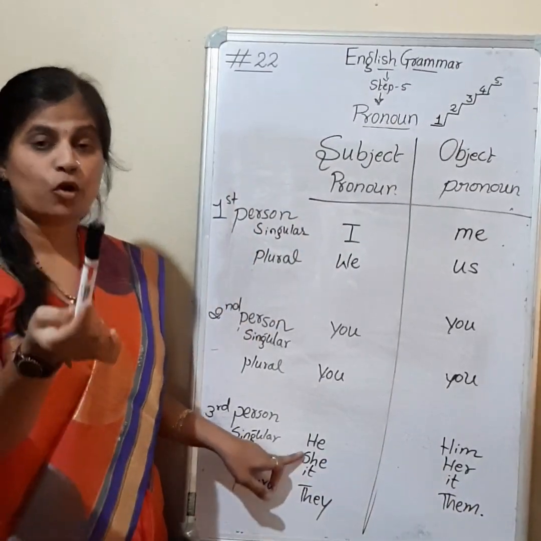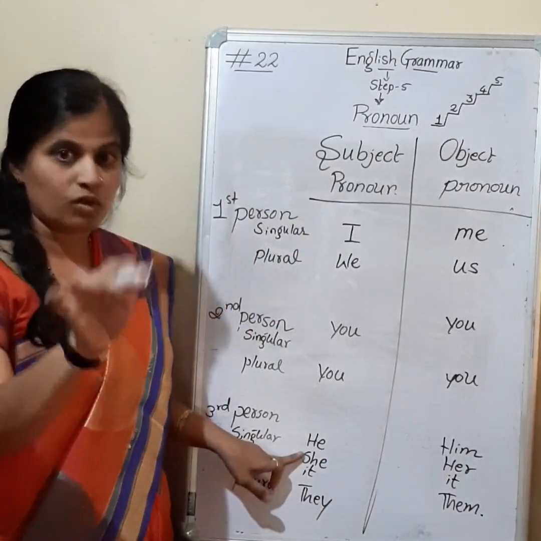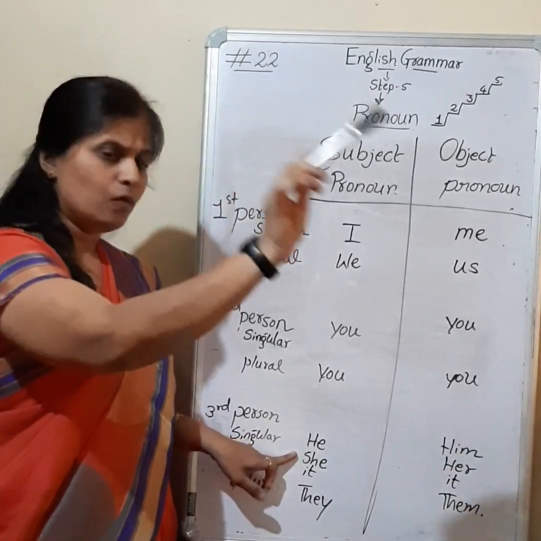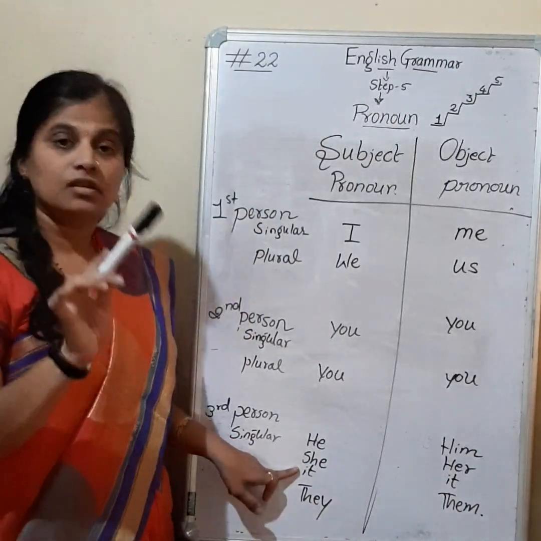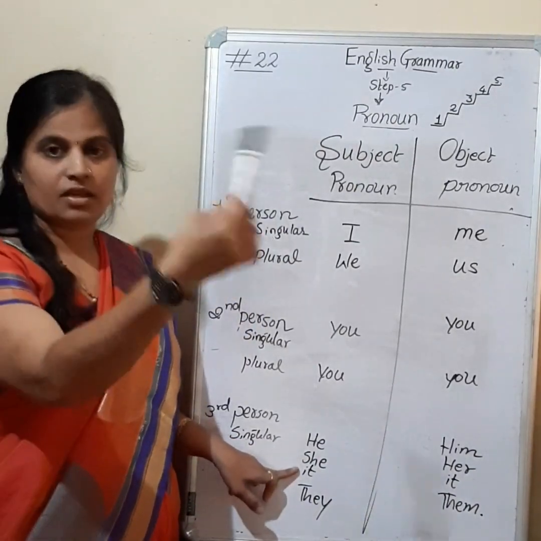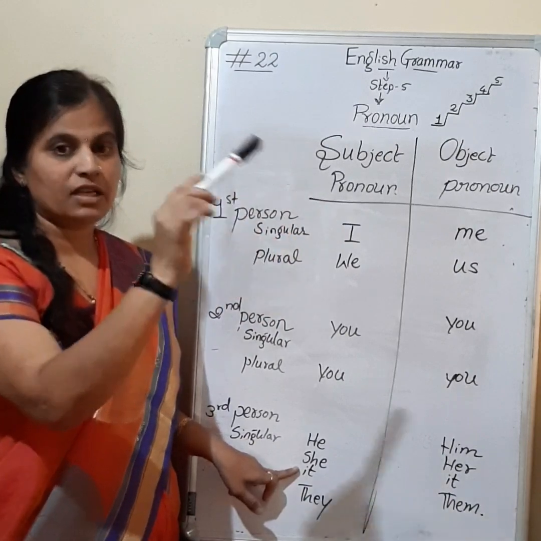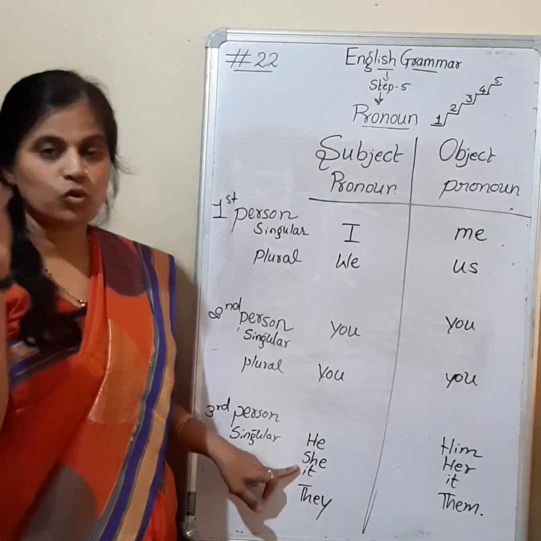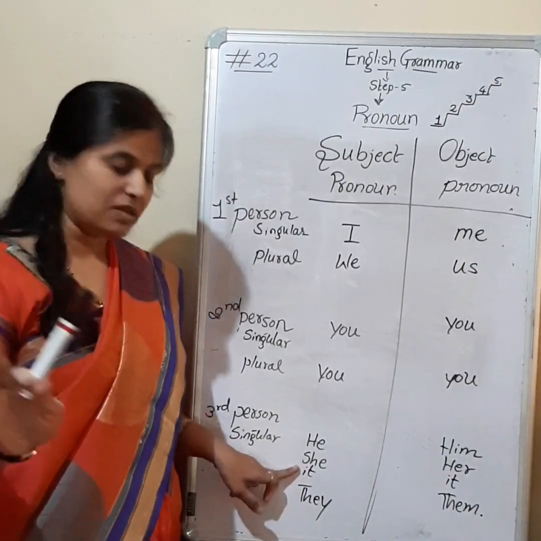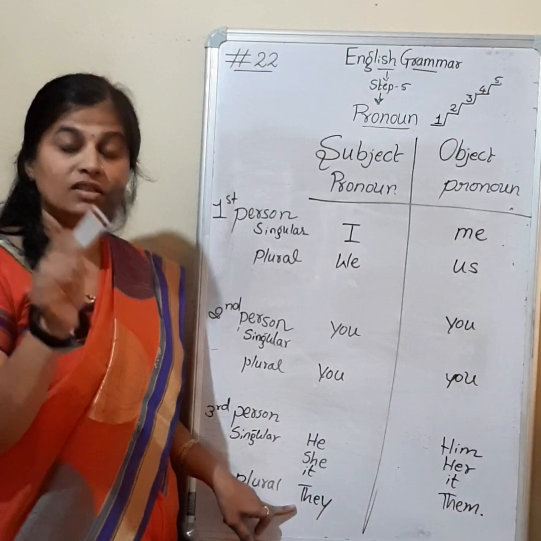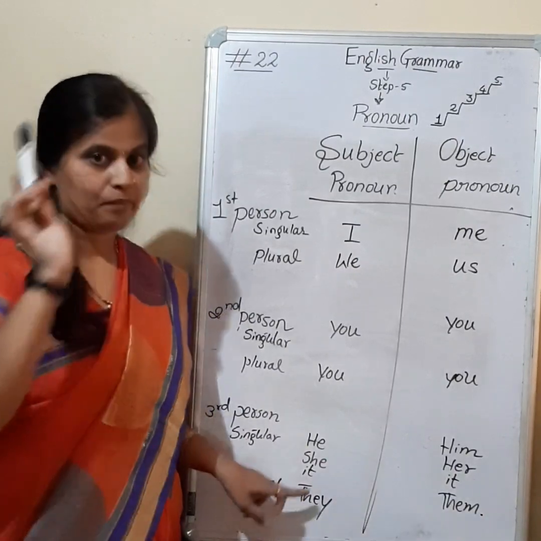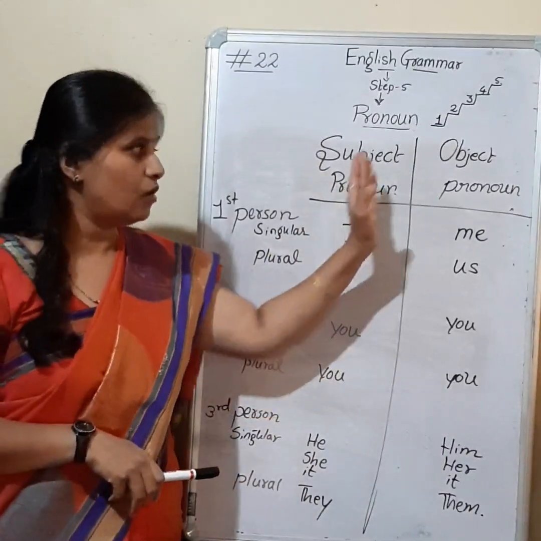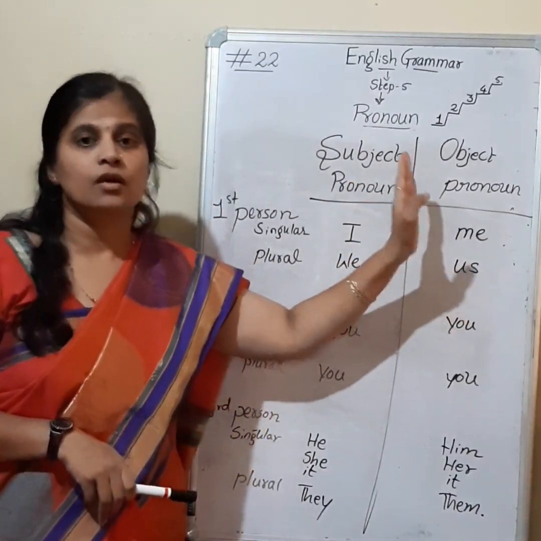We cannot say she brought this marker for she. No, never, right? So it has to be changed. She brought this marker for her. Or if it is a thing, it is brought by it, or if it is a person, it is brought by him. Fine. It never changes. If it is used as subject or object, it remains the same only. They brought this marker for them. So this is how it works. I hope the concept of subject pronoun and object pronoun is clear to you now.